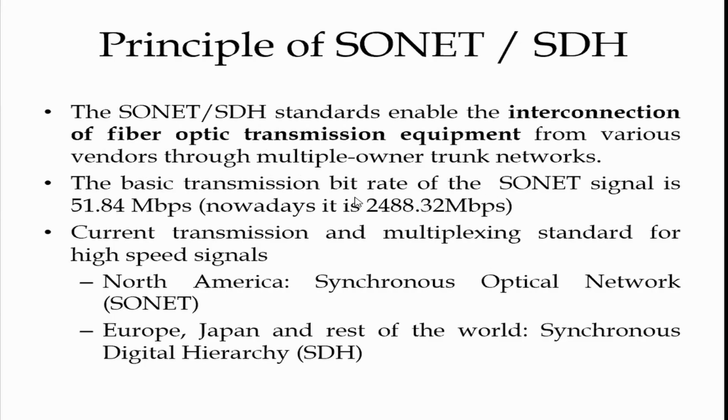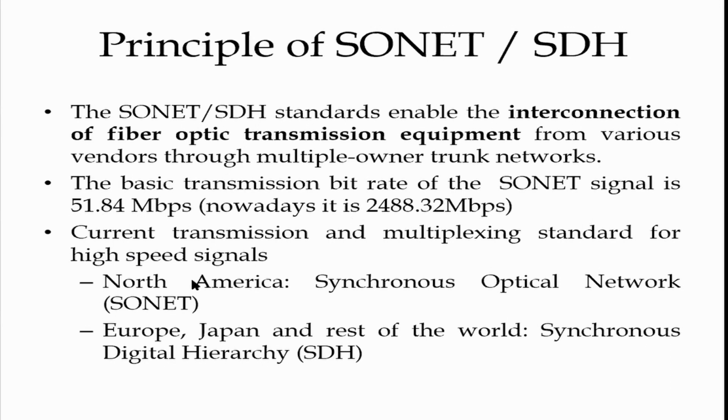The basic transmission bit rate of SONET is 51.84 megabits per second. This is the basic standard. In previous days, it supported only 51 Mbps. But nowadays, due to advanced techniques, SONET supports rates in the gigabit range. Here it is represented in megabits. If you convert it, it is 2.4 gigabits per second. It is the current transmission and multiplexing standard for high speed signals. So SONET is also the current standard for high speed multiplexing.